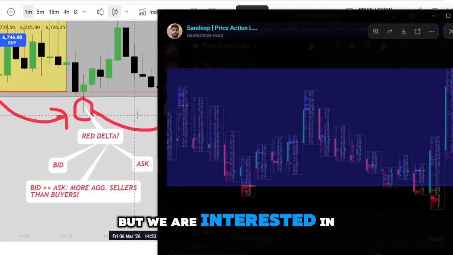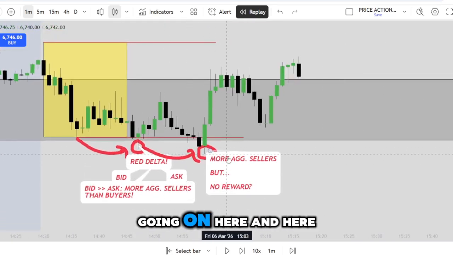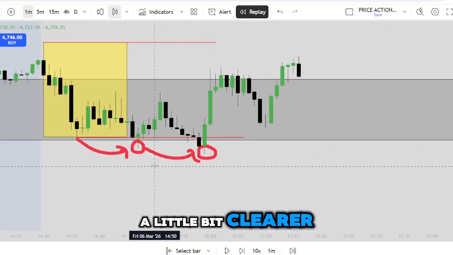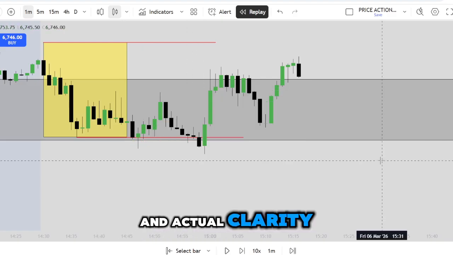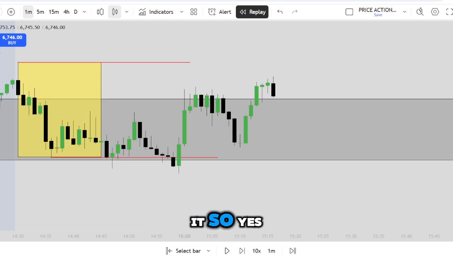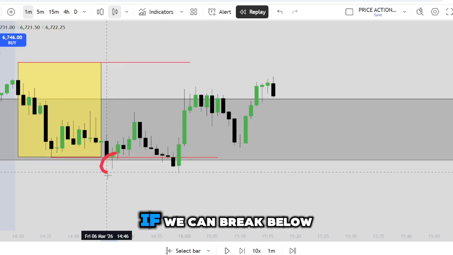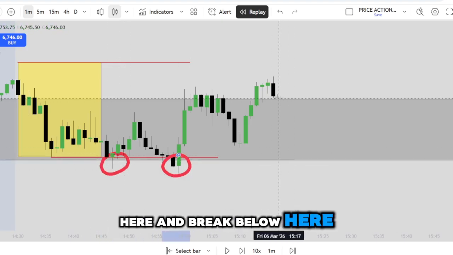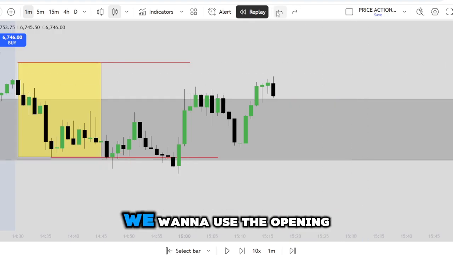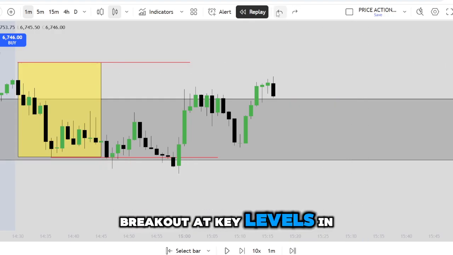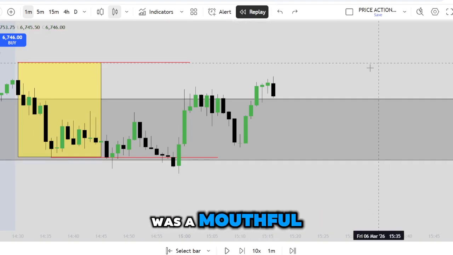But we are interested in the bottom of the zone because this is where the rejection actually happened. Look at what was going on here and here. This is how you trade the ORB with a lot of efficiency and clarity. Yes, we broke below, but we also want to use this in conjunction with our levels. If we break below here and here, how does the market react when we break and retest? This is what the break and retest model looks like. We want to use the opening range breakout at key levels in conjunction with break and retest with order flow. That was a mouthful, so let me break that down.